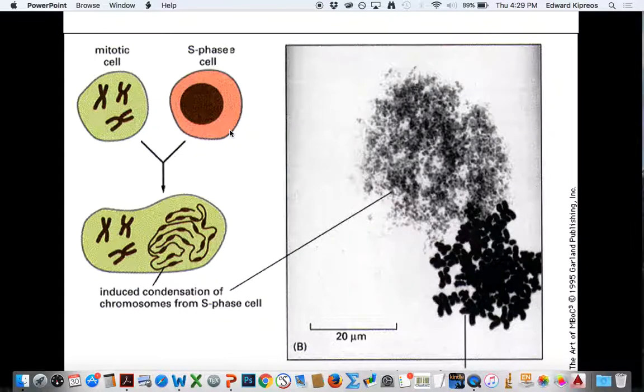If you combine a mitotic cell and an S-phase cell, the S-phase nucleus is immediately going to go into mitosis, but it's in the process of replicating its DNA. So you're going to get this kind of shredded appearance because you get all these cells that are in the process of doing replication forks and things, right? So you force it to condense, it's going to look like this.